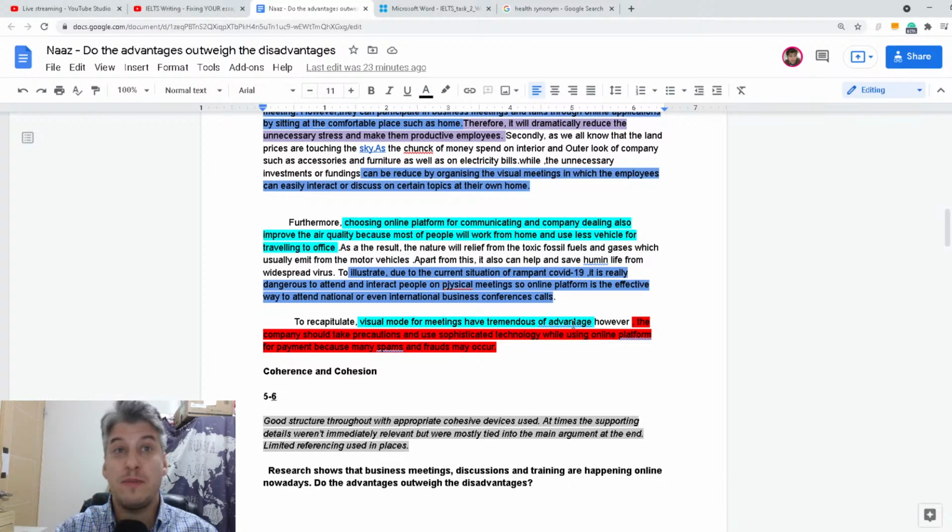But this is where the problem comes, okay? "However, the company should take precautions and use sophisticated technology while using online platforms for payment because many spams and frauds may occur."